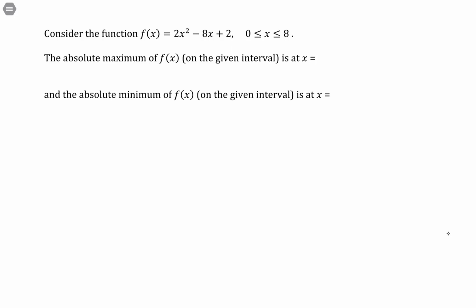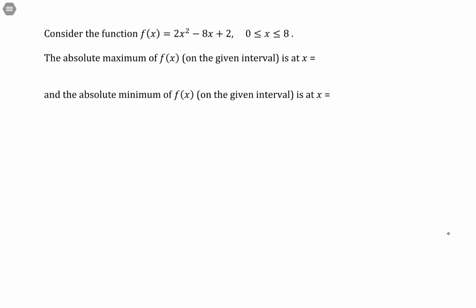All right, so let's take a look here. First off, this is a parabola, so it's only going to have either a maximum or a minimum. It's not going to have both. Let's see what we can find.